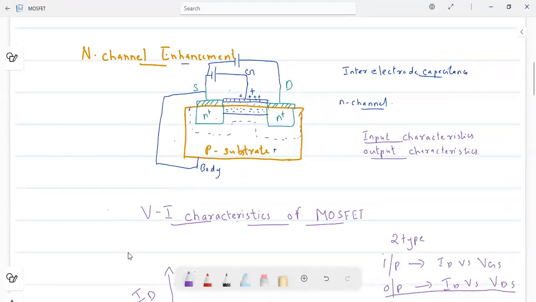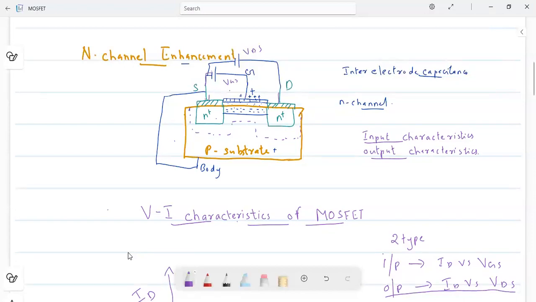So here we are taking an N-channel enhancement type MOSFET. Already we have been told that enhancement means there is no channel. We need to create the channel by applying voltage. The source is negative with respect to gate, and source is negative with respect to drain. This is VGS and this is VDS. Voltage across drain and source is VDS. Voltage across gate and source is VGS.